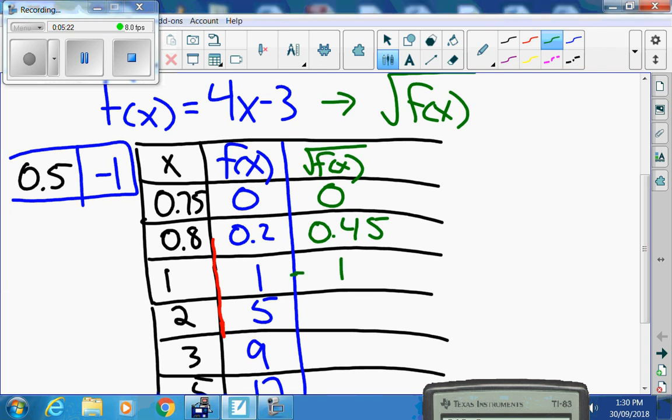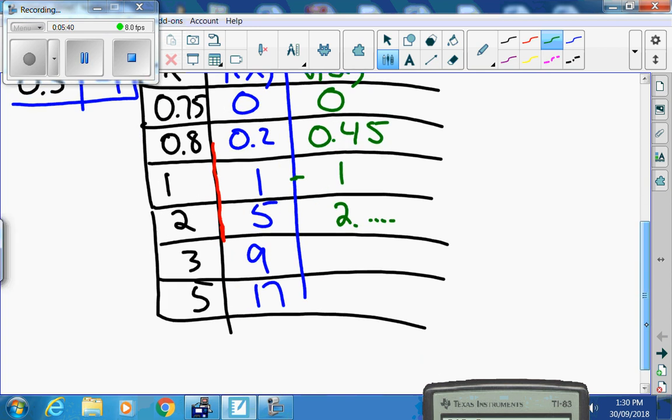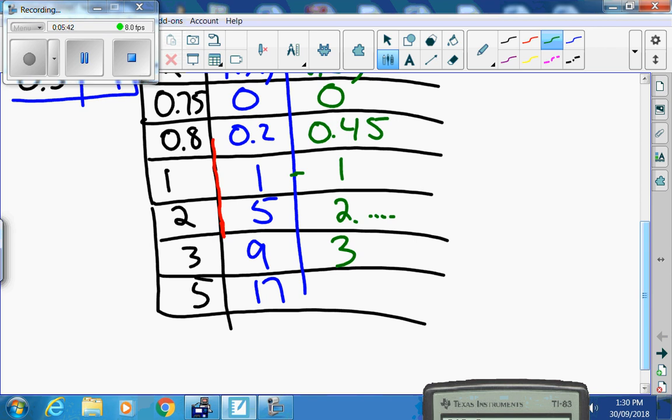Square root of 1, 1. Square root of 5, I don't know. That's kind of a nuisance number to deal with. So square root of 5 is going to be just over 2, right? 2 point something, something, something. Just over 2 because square root of 4 would be 2. Now square root of 9, that's a nice one, 3. Square root of 17, again, moderately ugly, but just over 4, right?